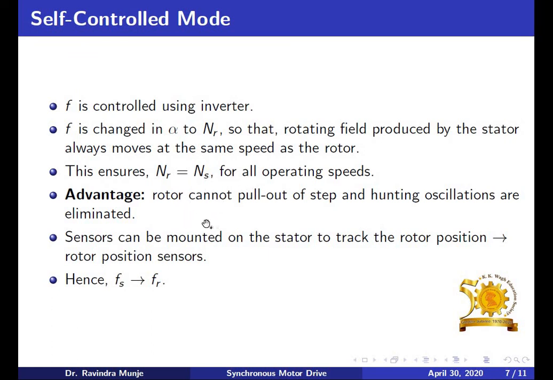Consequently, the rotor cannot pull out of step, since they are at the same speed, and hunting oscillations are eliminated. For such an application, the motor may not require damper winding. So in this case damper winding is not required. Alternatively, sensors can be mounted on the stator to track the rotor position.